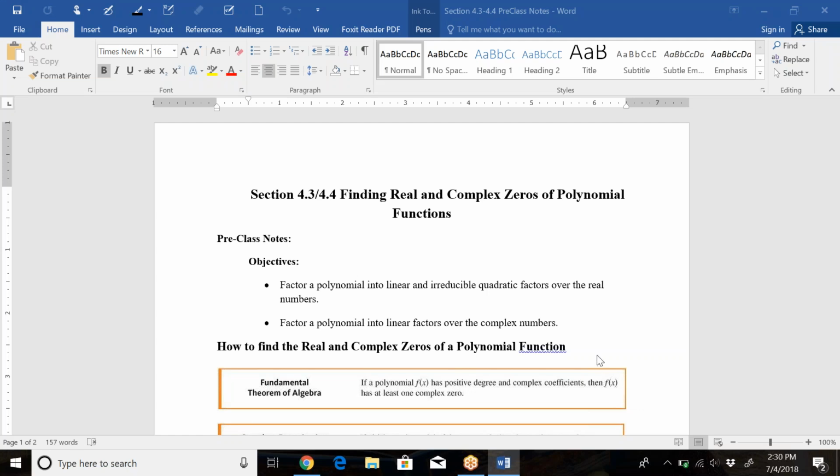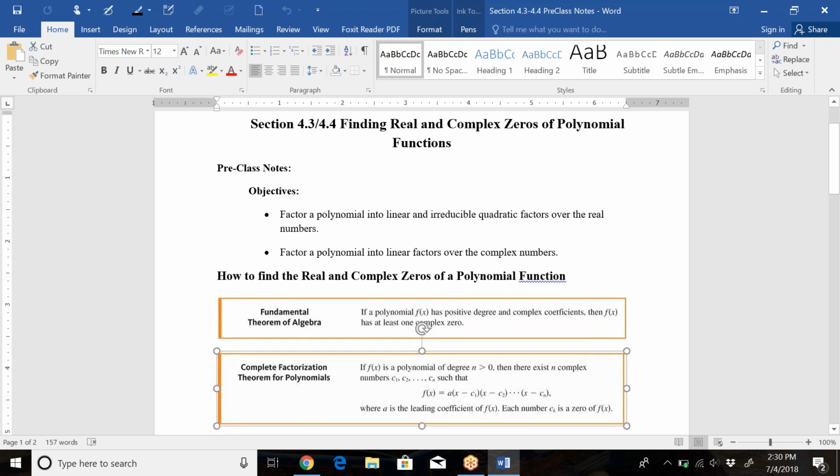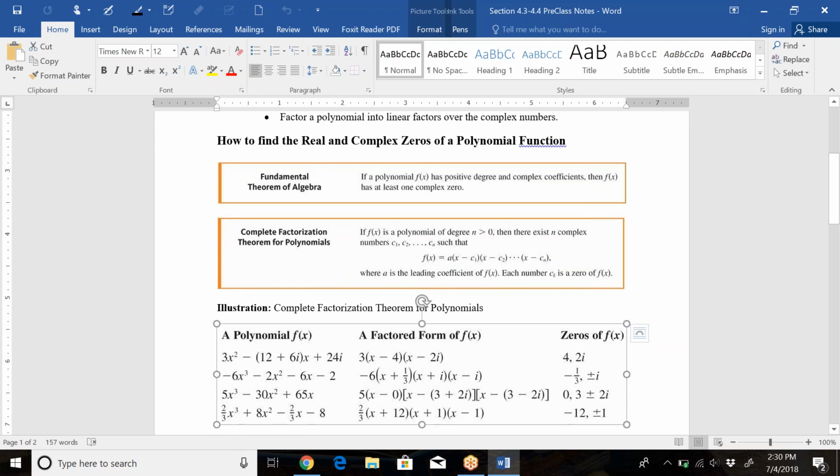All right, this is the pre-video for section 4.3 and 4.4, finding real and complex zeros of polynomial functions. The objectives are to factor a polynomial into linear and irreducible quadratic factors over the real numbers, and then learn how to factor a polynomial into linear-only factors over the complex numbers. So we'll discuss what that means in just a second.